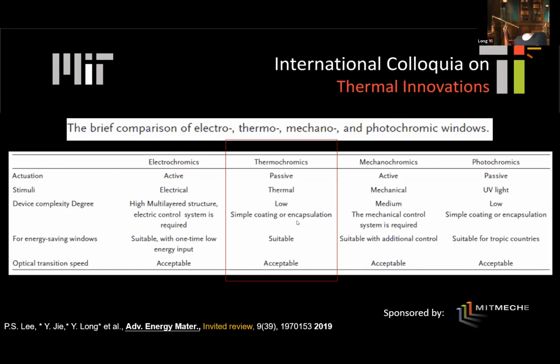It's going to respond to the environmental temperature automatically. It's a very simple coating, and it's quite suitable for energy saving windows compared with photochromic, because photochromic is based on UV, so in winter it's also going to block the sunlight. That's not preferred. And the optical transition speed is acceptable. So I focus on the thermochromic.